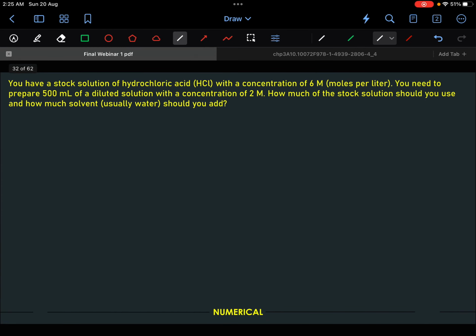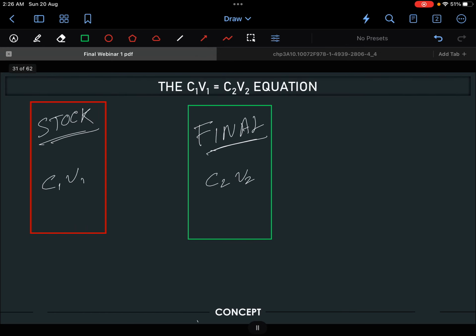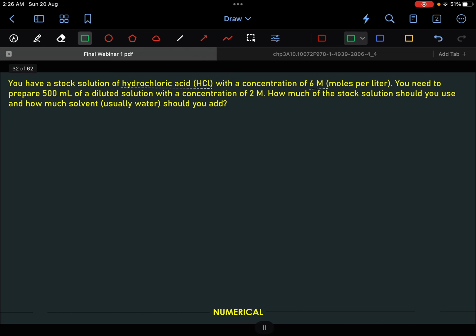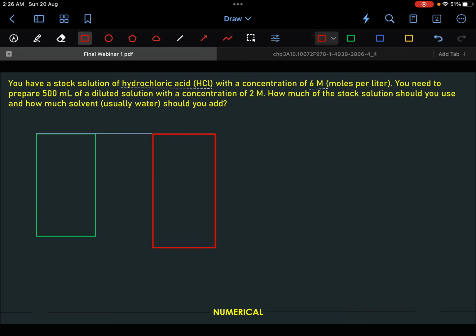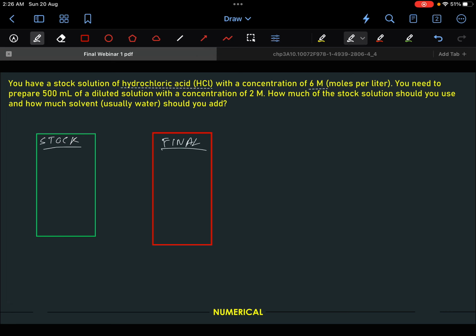So here you have a stock solution of HCl. सबका फेवरेट एसिड यही होता है, हर क्वेश्चन में HCl ही रहता है बस. You have a stock solution of HCl with a concentration of 6 molar, right? 6 molar. तो लिख लो that you have, इसी कॉन्सेप्ट को अगर ले आओ इस स्लाइड में, तो this is the stock and this is final. So this is stock solution, this is final solution, and इसमें HCl का है दोनों में, and the concentration in the stock solution is given, that this is stock solution, concentration 6.